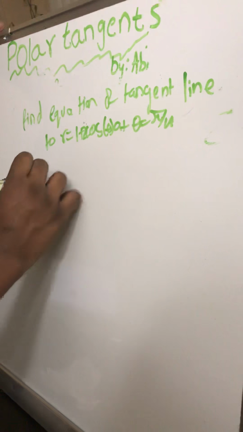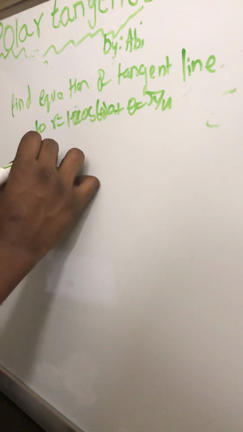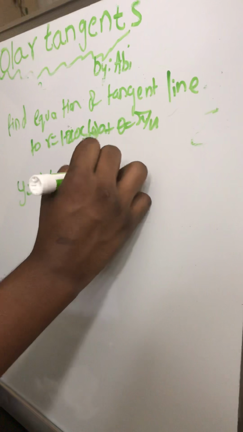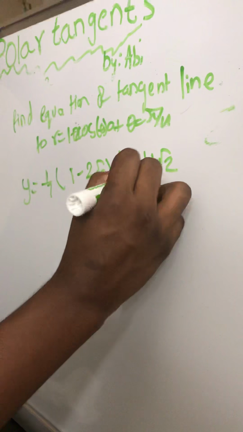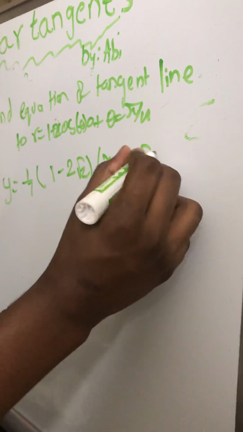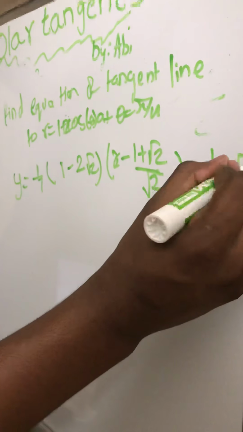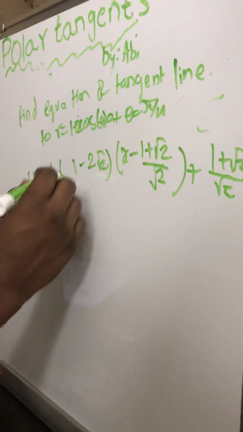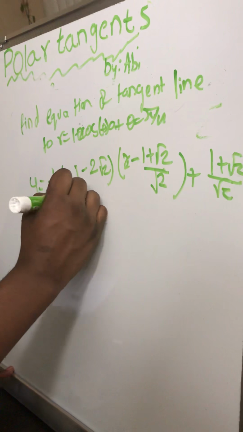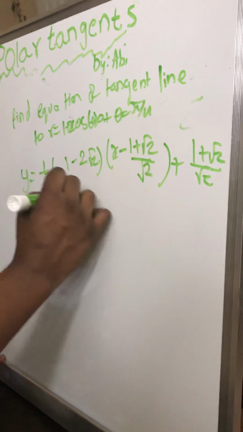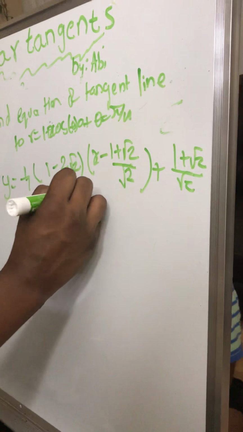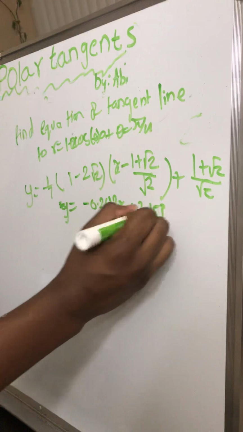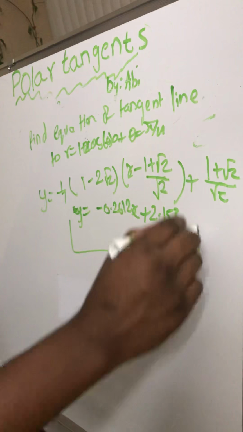You should have got, if you did all the steps right, 1 by 7 times 1 minus 2 square root 2 times x minus 1 plus square root 2 over square root 2, plus 1 plus square root 2 over square root 2. Again, this is more all calculator work. Don't be intimidated at all by this answer. So we get y, that's not minus y, that's just y. Y is equal to minus 0.2612x plus 2.153. And that's what you should have got if you did this right.